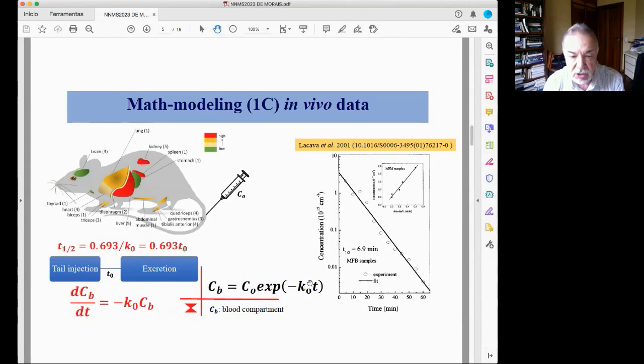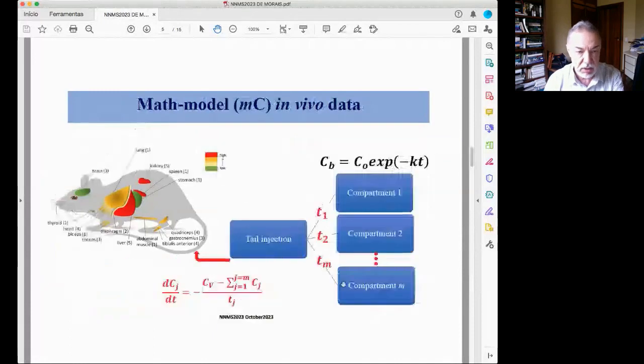time. In the plot, you can see the black solid line is the best fit of the data, and the experimental data are the open circles. You can see the best curve fitting. And then you can extract the half-life time, which is about 0.7 over K naught. K naught is the constant you extract from this fitting. So this is a very simple model, very simple.